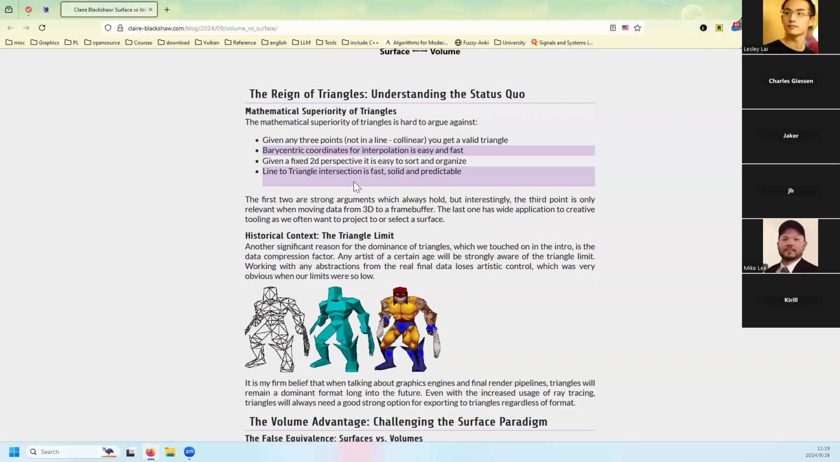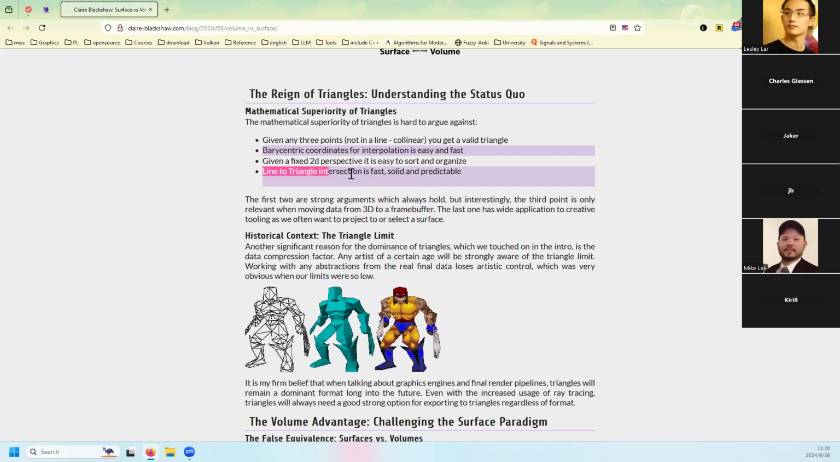Okay, they do explain a little bit in the next little bit here. First two are strong arguments, which always hold. The third point is only relevant when moving data from 3D to a frame buffer. So, like we were saying with the Z buffer. But I guess for the Z buffer, we just don't bother to sort. The Z buffer works with everything, basically. I think they're more talking about maybe transparency, and in cases when we do want to sort, then yeah.